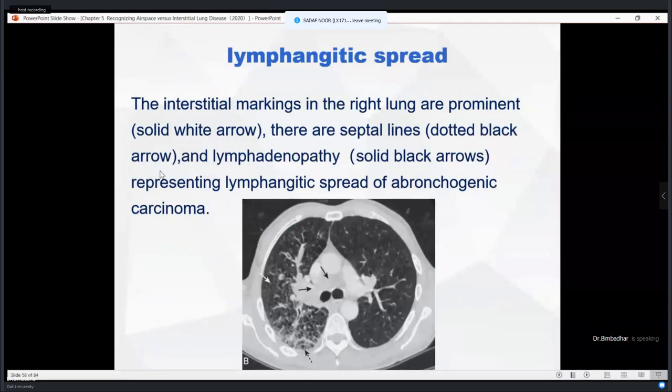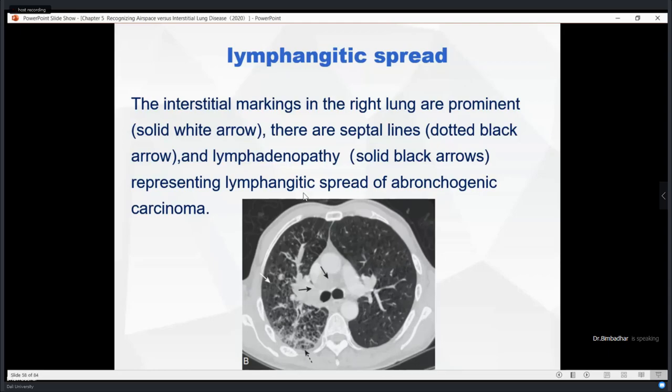You look here, the same thing. It is very typical here. There is a lymphadenopathy. See, this one is a lymphadenopathy, and there is another lymphadenopathy. And you see here the black dotted lines. These are called septal lines, which indicate that there has been a connection to the surrounding soft tissues, and the septum is shrunken. The whole surrounding septum has been shrunken, and it indicates that this is happening because of a lymphatic spread of a bronchogenic carcinoma.